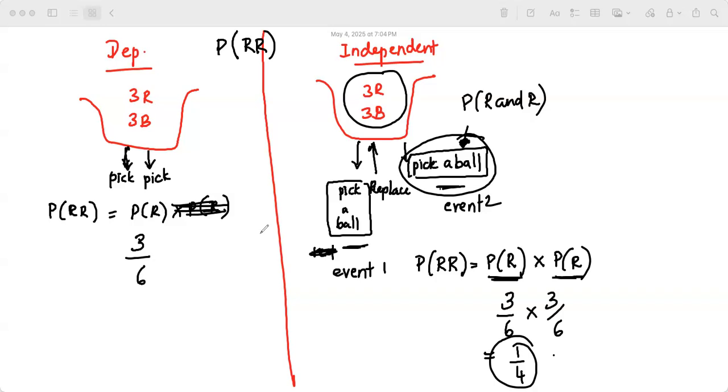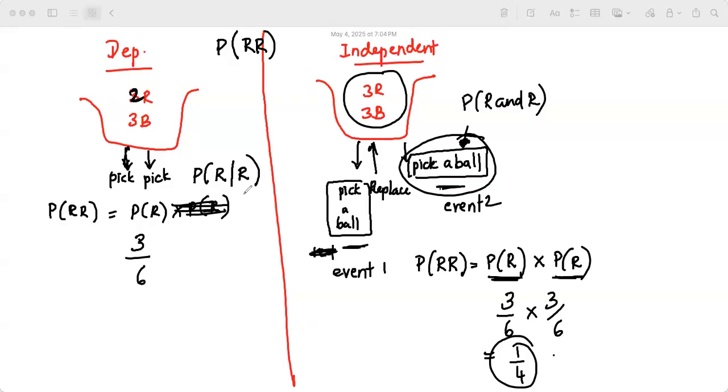So my bag changed. I cannot go back because I took my 1 red ball and I'm not putting it back. Now there are only 2 red balls. So the bag's content completely changed. I cannot write that as P of R. I have to write probability of R considering a red ball was already picked.